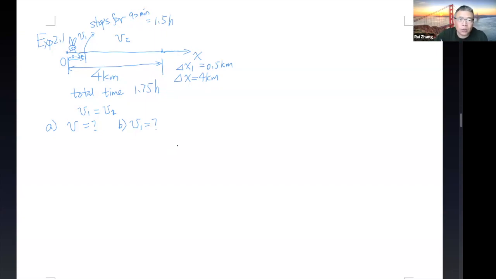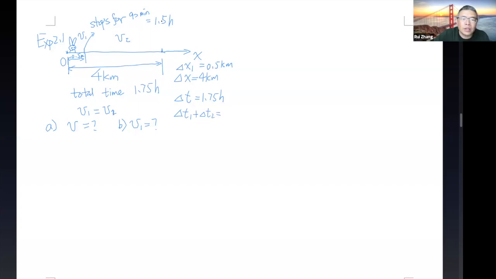So you got this information. Now the total time you can write as delta t equals 1.75 hours. Now, what about this one here? This is the time taking rest. If you want to write the actual running time, it is delta t1 plus delta t2.